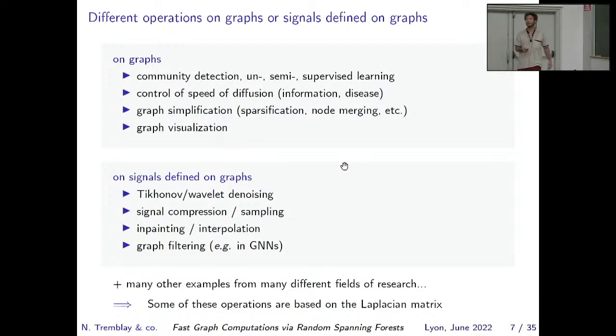You can try to do signal compression, sampling, any kind of classical signal processing operation you might want to do on a classical signal. You can actually do it on a signal defined on a graph. You can do interpolation. Graph filtering is another example where you want to filter the signal, as in the classical signal processing Fourier filtering paradigm. You might want to do this on the graphs, and there are applications in graph neural networks currently that actually use those filters.